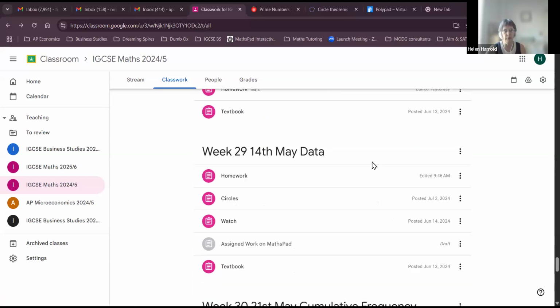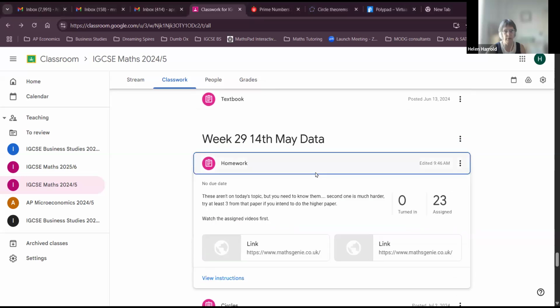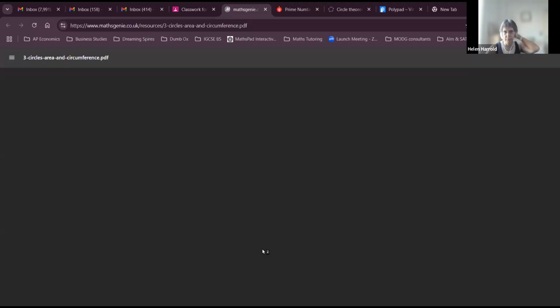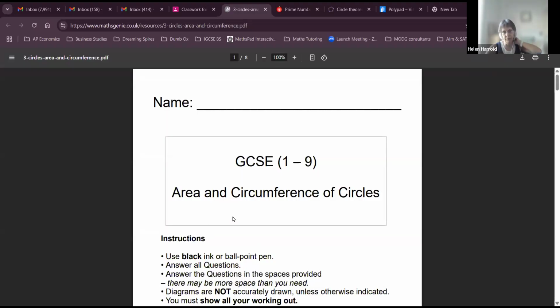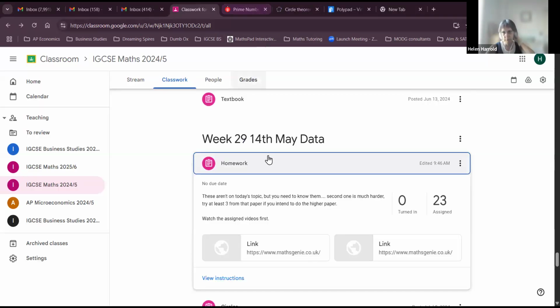I think there was a choice of homework. Yeah, so do the easy one. The easier one is just area and circumference of circles. But I will do something on circle theorems tomorrow.